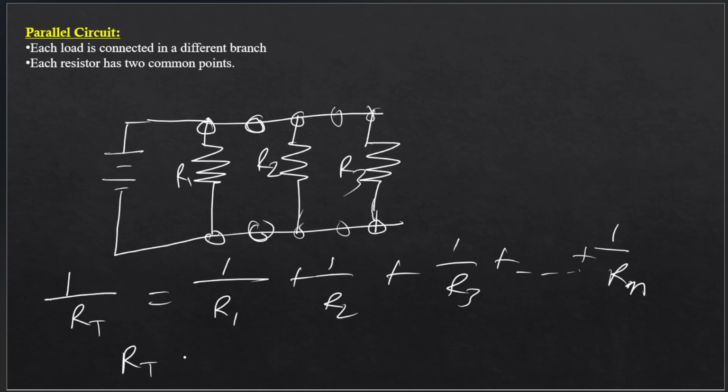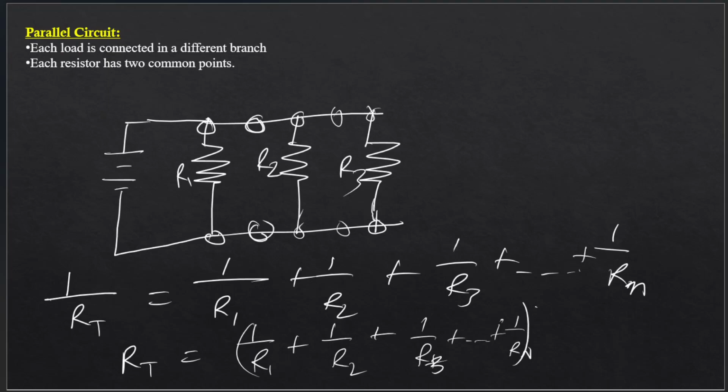Now this can be written even more simply as such. RT is equal to 1 over R1 plus 1 over R2 plus 1 over R3 plus ... plus 1 over Rn, and then we enclose them in brackets and raise to the power minus 1, so invert them all. That's how you find the equivalent resistance in a parallel circuit. Now again, another important feature of parallel circuits is, let's draw 3 branches again.